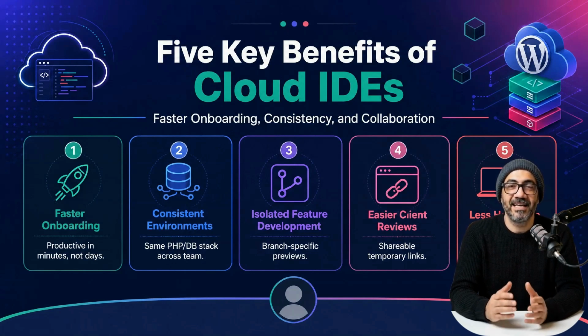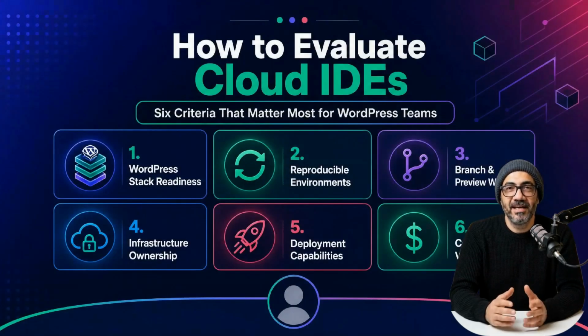Not all cloud IDEs are created equal. When evaluating options for your WordPress team, there are 6 key criteria to consider. Look for native WordPress support, collaboration features, integration with your existing Git workflow, performance and reliability, security controls, and pricing that scales with your team. The right tool will check all these boxes while fitting naturally into how your team already works.